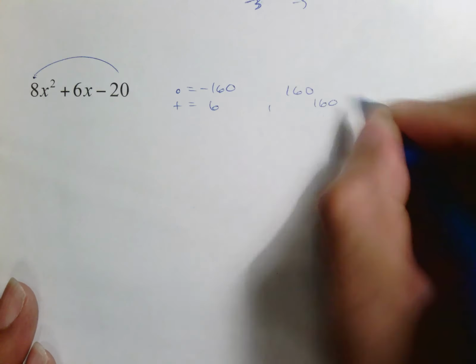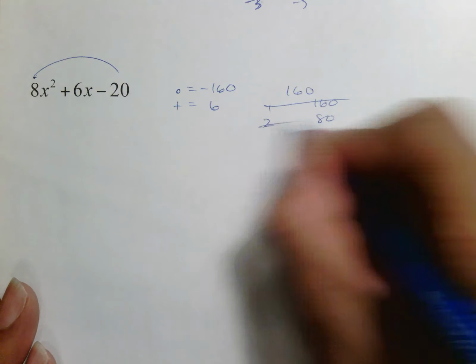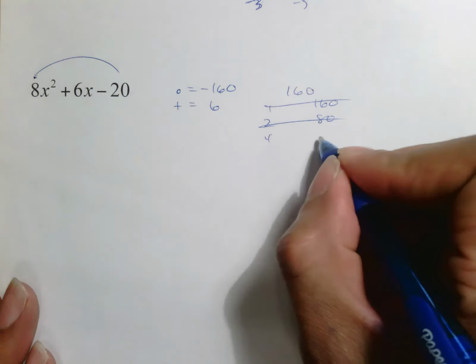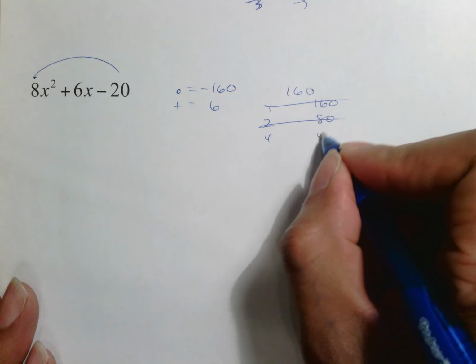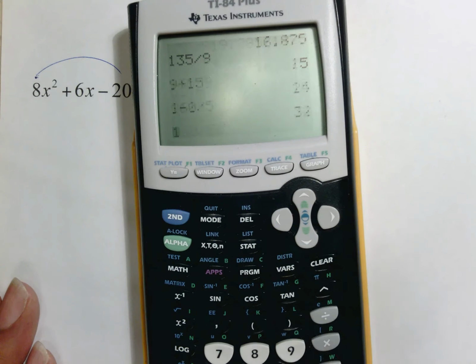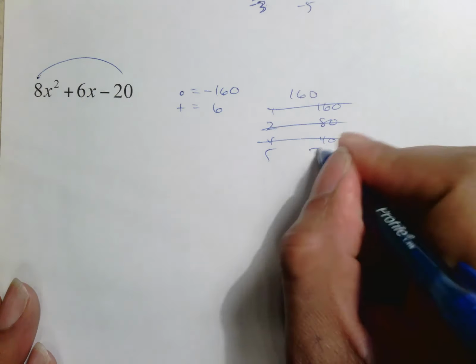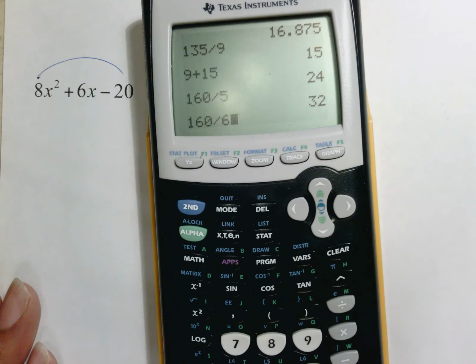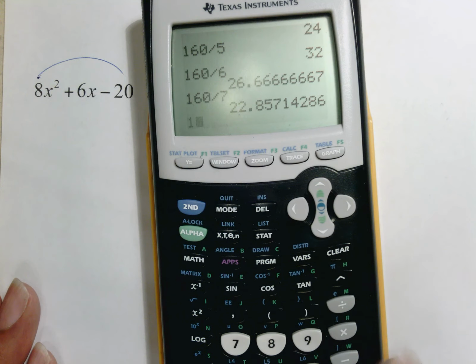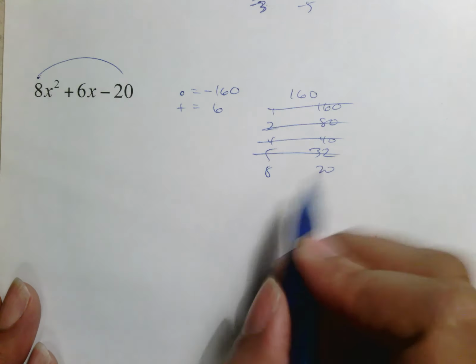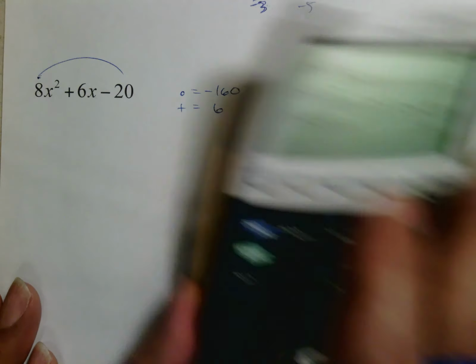160 is a big number. 1 times 160 definitely not it. 2 times 80 definitely not it. You can't get 6 out of those big numbers. 3 I don't think goes in. 4 times 40, nope. 160 divided by 5 I'm pretty sure also doesn't do it. 5 and 32, still too far away. 160 divided by 6, it's just like a puzzle most of the time. Nope. 160, I don't think 7 goes in either. 160 divided by 8 is 20, but those two don't make 6.